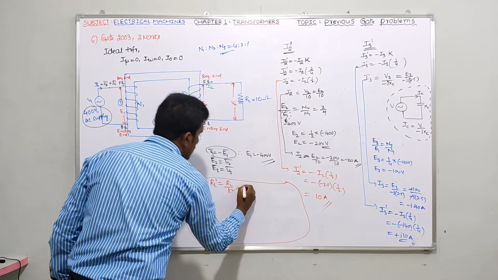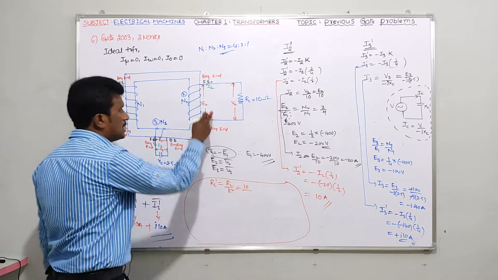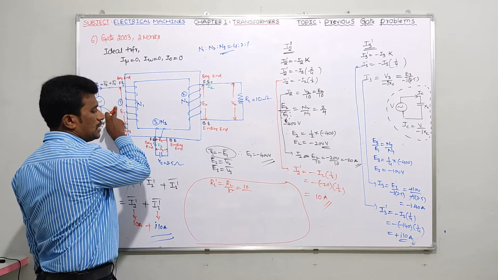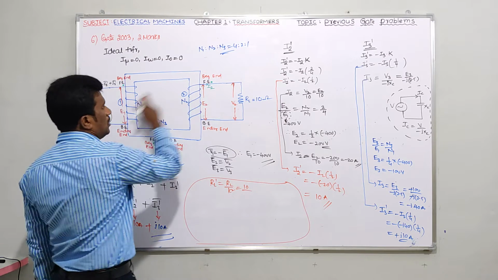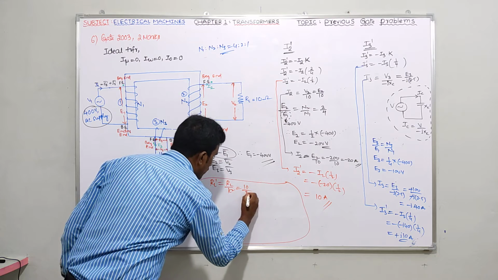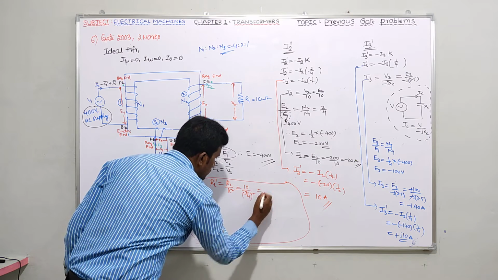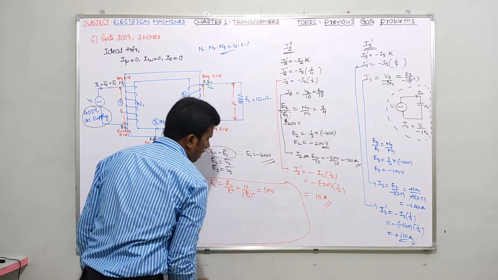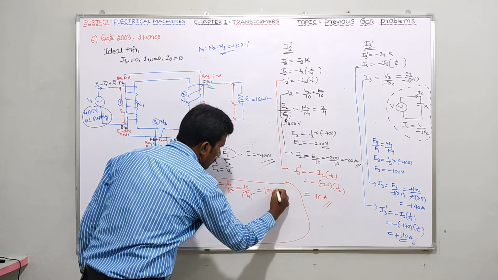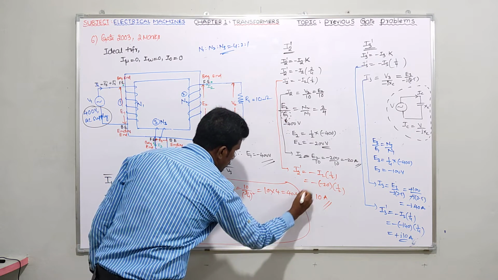What is the value of RL here? 10. By K square, secondary to primary, K means N2 by N1, which is 2 by 4, whole square. So 10 into 4, you can say 40 ohms.